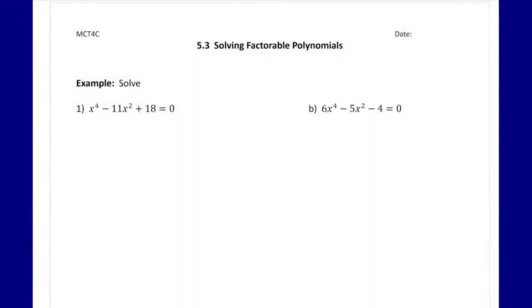In today's lesson, we are going to be looking at solving factorable polynomials. This is going to be taking the concepts that we've been looking at the past couple days, and applying them to other polynomials similar to the ones that we've been looking at, but different.